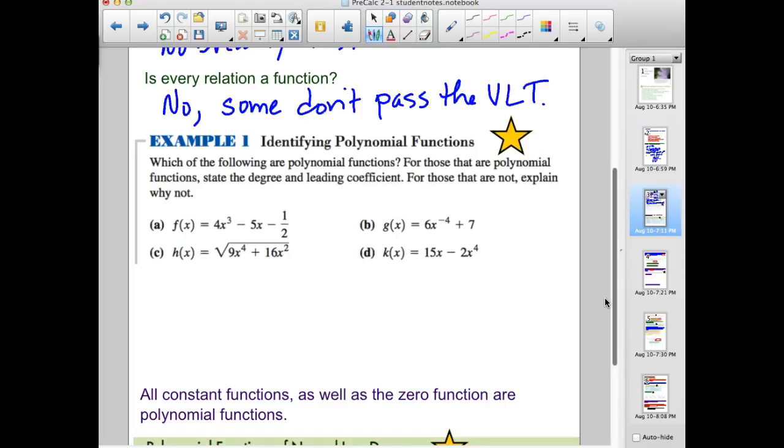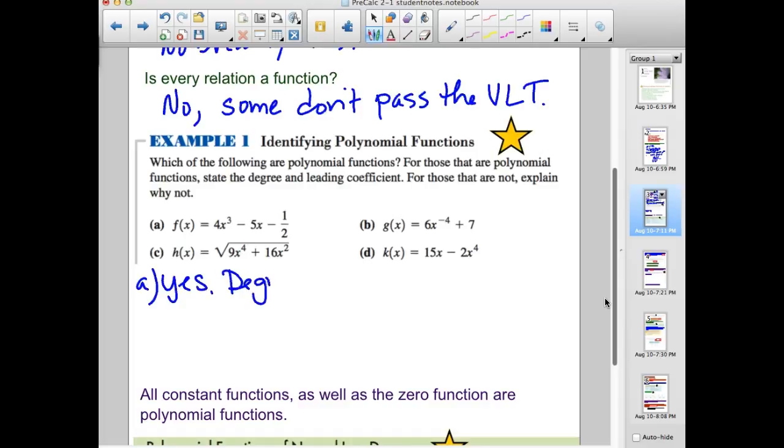All right, so looking at the four examples, we want to decide, first of all, is it a polynomial function? If it is, you're going to tell me the degree and the leading coefficient. If it's not, you're going to state why. Okay, so let's look at our first one. We had two criteria for it to be a polynomial. Your coefficients have to be real numbers. Your exponents have to be non-negative integers. Do we have that in A? Yes. Okay, so it is a polynomial.